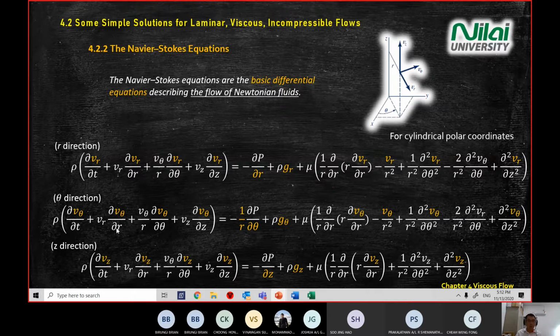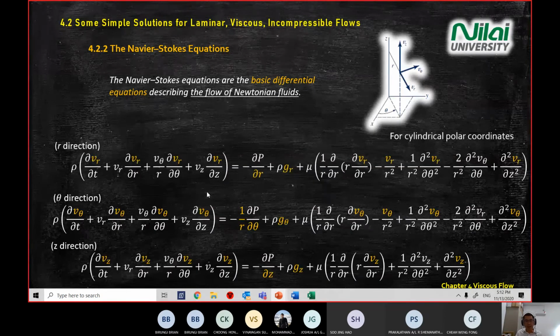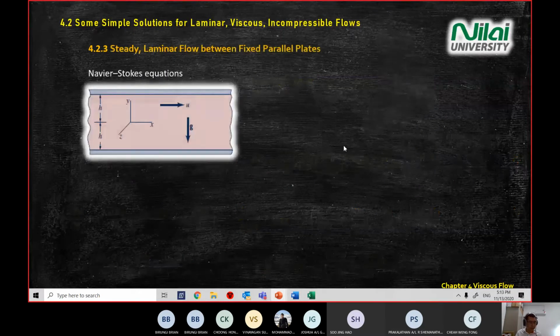The objective here is to let you know that at least you've seen what the Navier-Stokes equation is before. Right. It looks very complex, but again, it comes from F equal to ma, and it is derived based on the reference coordinate that you are choosing, either Cartesian or radial coordinates.